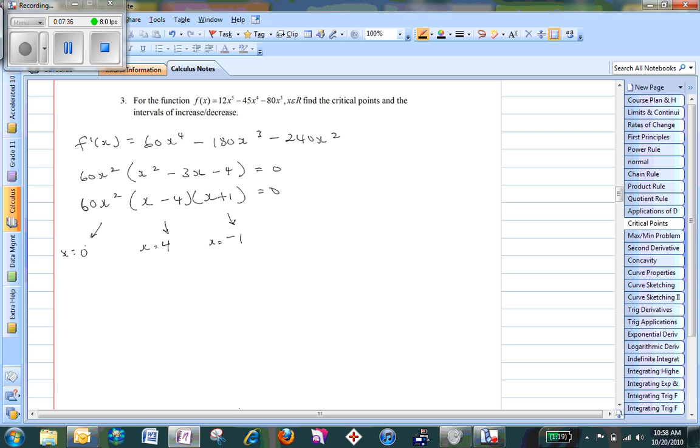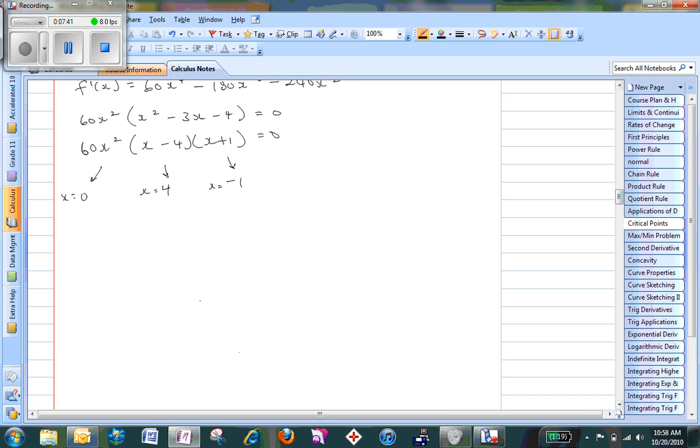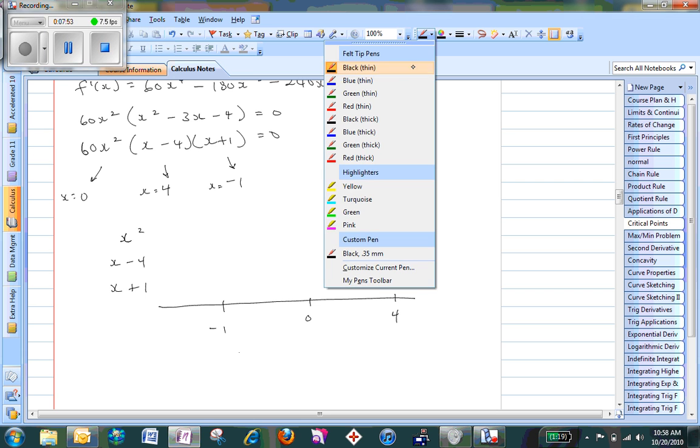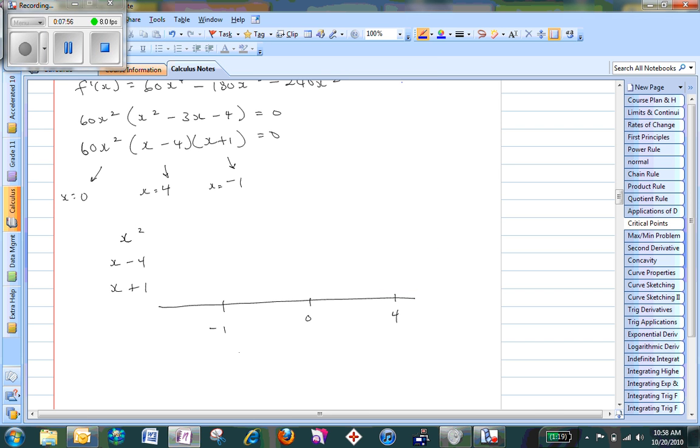So this one's a little bit more challenging. So I'm going to make my table again. And on my table goes negative 1, 0, and 4. On the side, x squared, x minus 4, and x plus 1. I'm going to pick a number less than negative 1. I'm going to pick a number between negative 1 and 0. I'm going to pick a number between 0 and 4, and I'm going to pick a number bigger than 4.